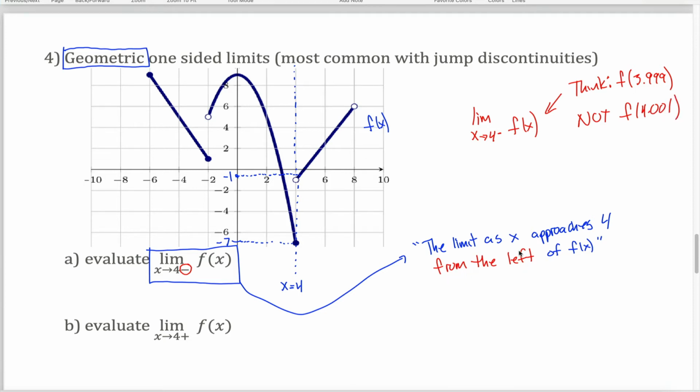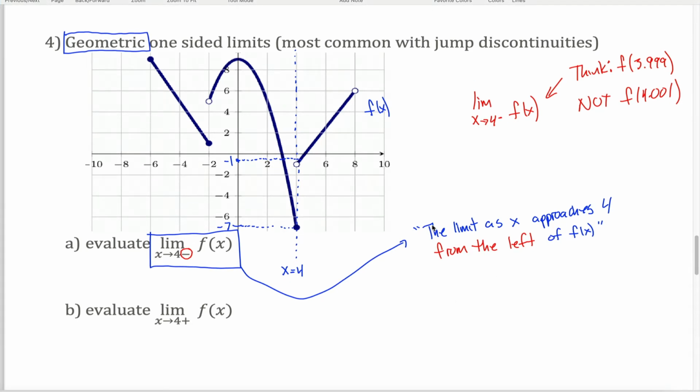How do I know we're coming from the left? Because of this little minus sign, right? Negative numbers are on the left on your number line, positive numbers are on the right. When I put this superscript of a negative here, it just means from the left. That's it. If somebody asks you the limit as x approaches 4 from the left of f of x, the way you would answer this is you'd look at this graph and you'd think about what height am I getting really close to when I approach 4 from the left here. That height looks like a -7, so the answer is -7.